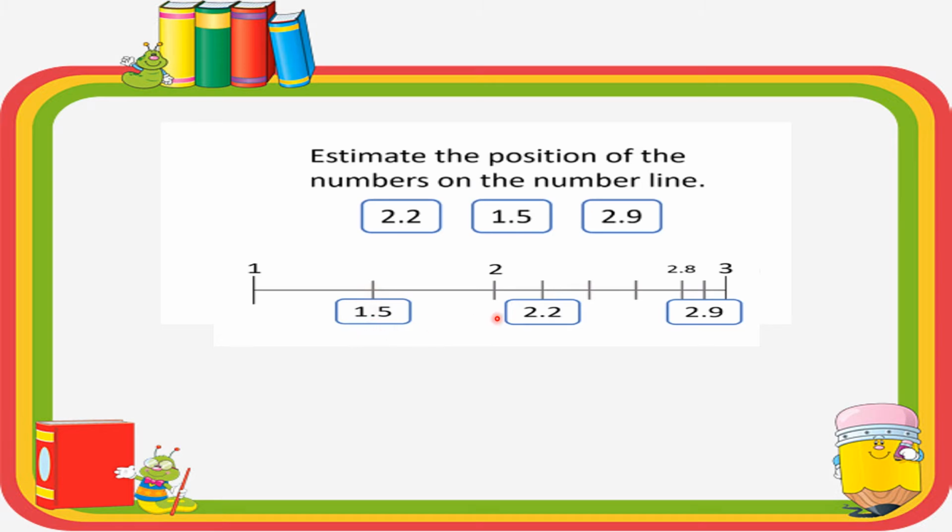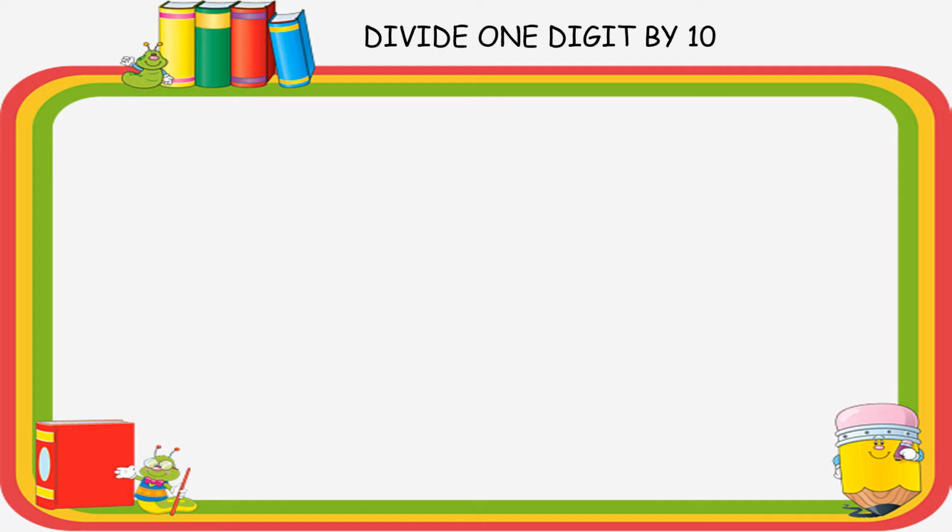1.5 comes here. 2.2 comes right after 2, because once we get to 2, the next thing is 2.1, and then we have 2.2. So where would 2.9 be? 2.9 will be very close to 3. Why? Because right after 2.9 we have 3. Well done if you got this correctly.